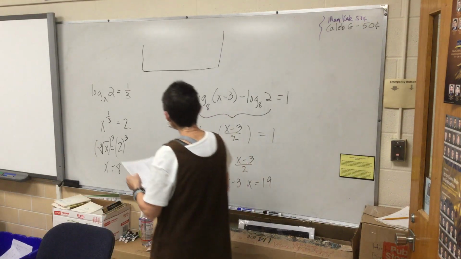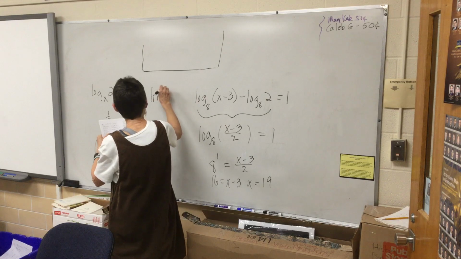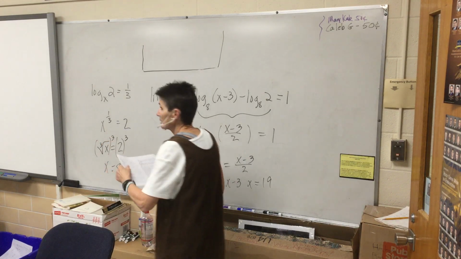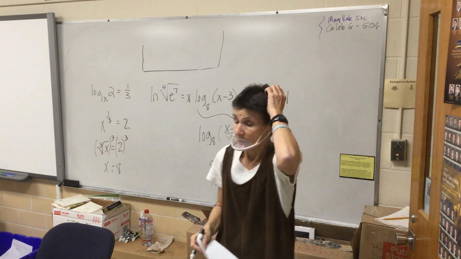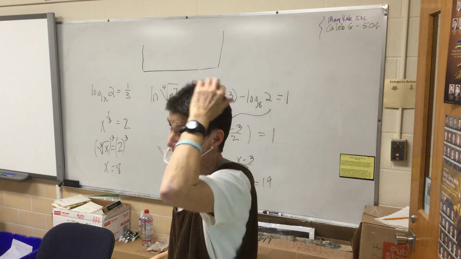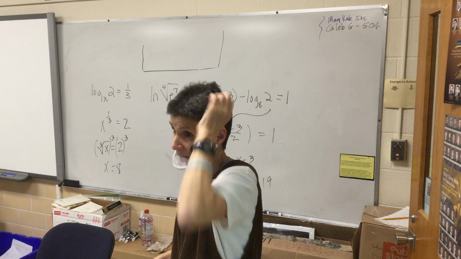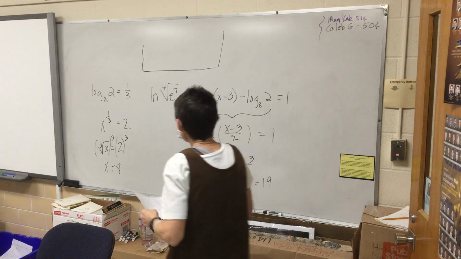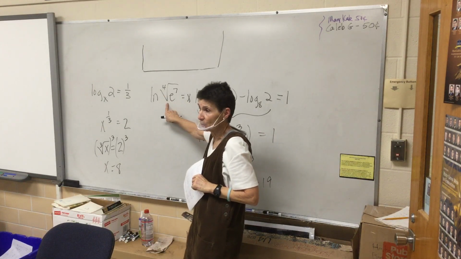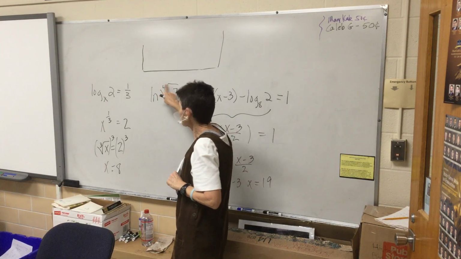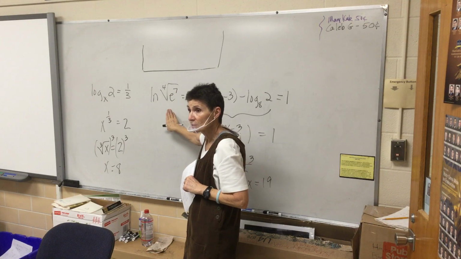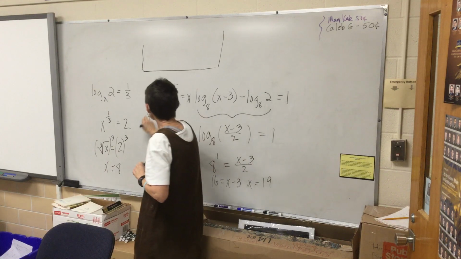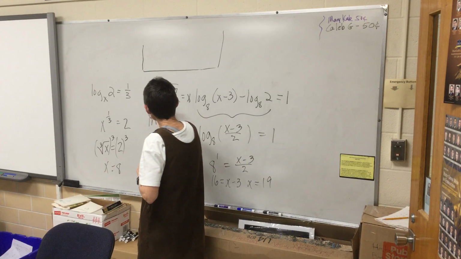All right, one more in this section. ln of the 4th root of e to the 7th equals x. Now, this problem has an ln and an e in it, right? If they're touching each other, I can get rid of it, but there's a radical sign in the way. So what might I do with that 4th root? Make it a fraction. Oh, exponent, a fractional exponent. So ln of e to the 7th to the 1/4.